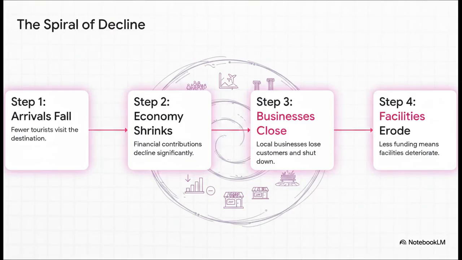So, what does decline actually look like? Well, it's a nasty negative feedback loop. First, fewer tourists start showing up. Naturally, that means less money is coming in. With less revenue, local shops and restaurants start to close down. And then there's no money left to maintain the hotels and attractions, so things get run down, which of course just makes even fewer tourists want to come.